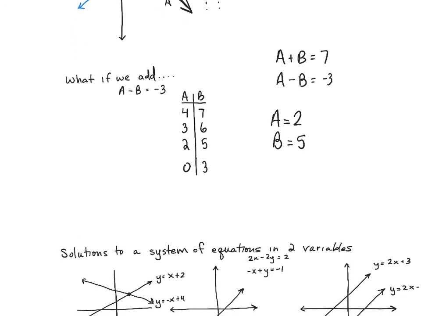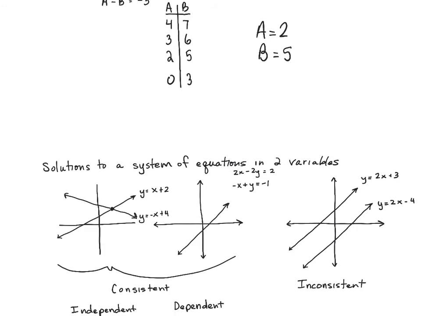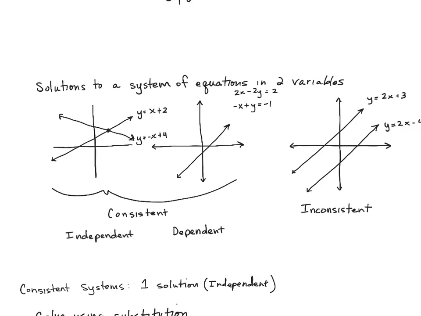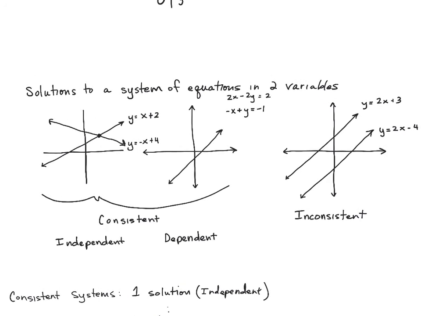Now, a few other things to consider. We have looked at a case kind of like this one where we had a system of equations that contained two linear equations and it had one unique solution because the lines intersected. And you can see I've got some example linear functions here, y equals x plus 2, y equals negative x plus 4. Those intersect at one point, so that has one solution.